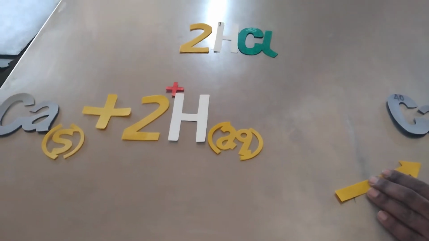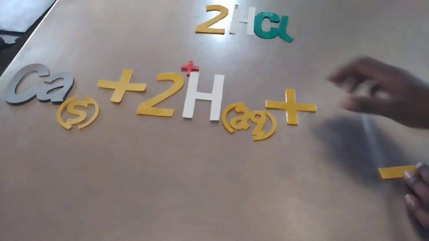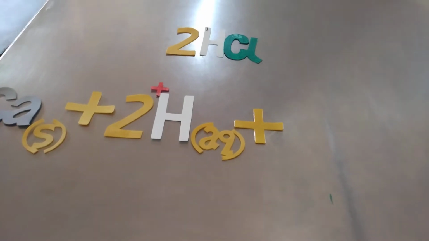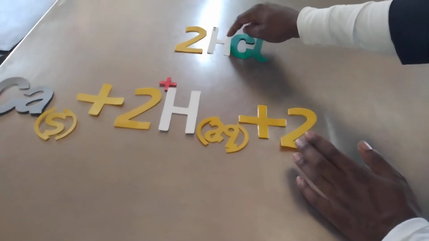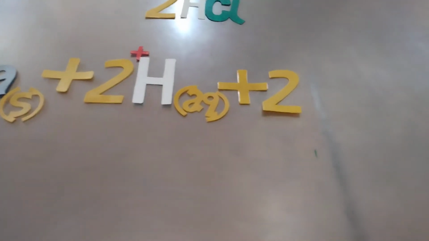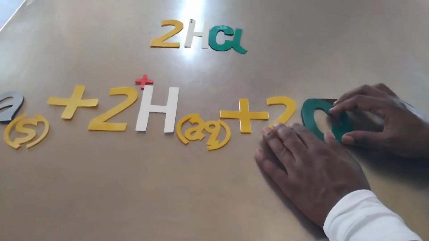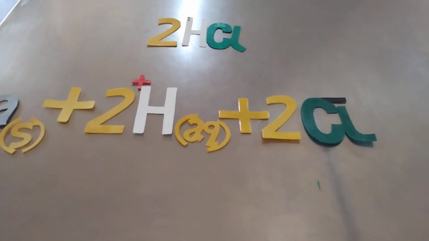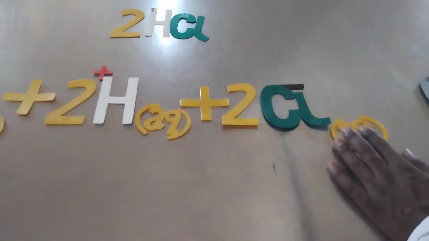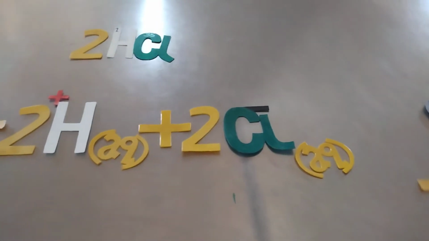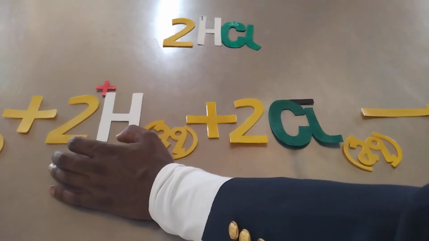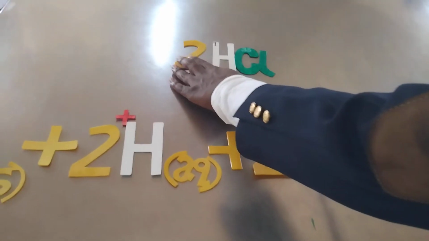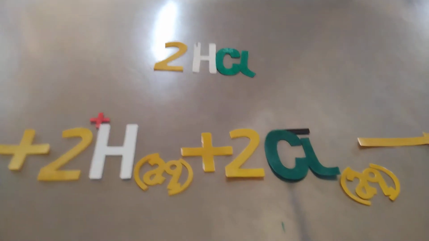Plus, then we have also 2 chloride. Remember, this 2 is for the whole of this molecule, so you have 2 chloride ions, like that. Then, don't forget to put your aqueous here. Let's move now this way. Now, this is represented by 2 hydrogen ions and 2 chloride ions, like that, because of these 2. These 2 just came there because we had to balance this chemical equation.